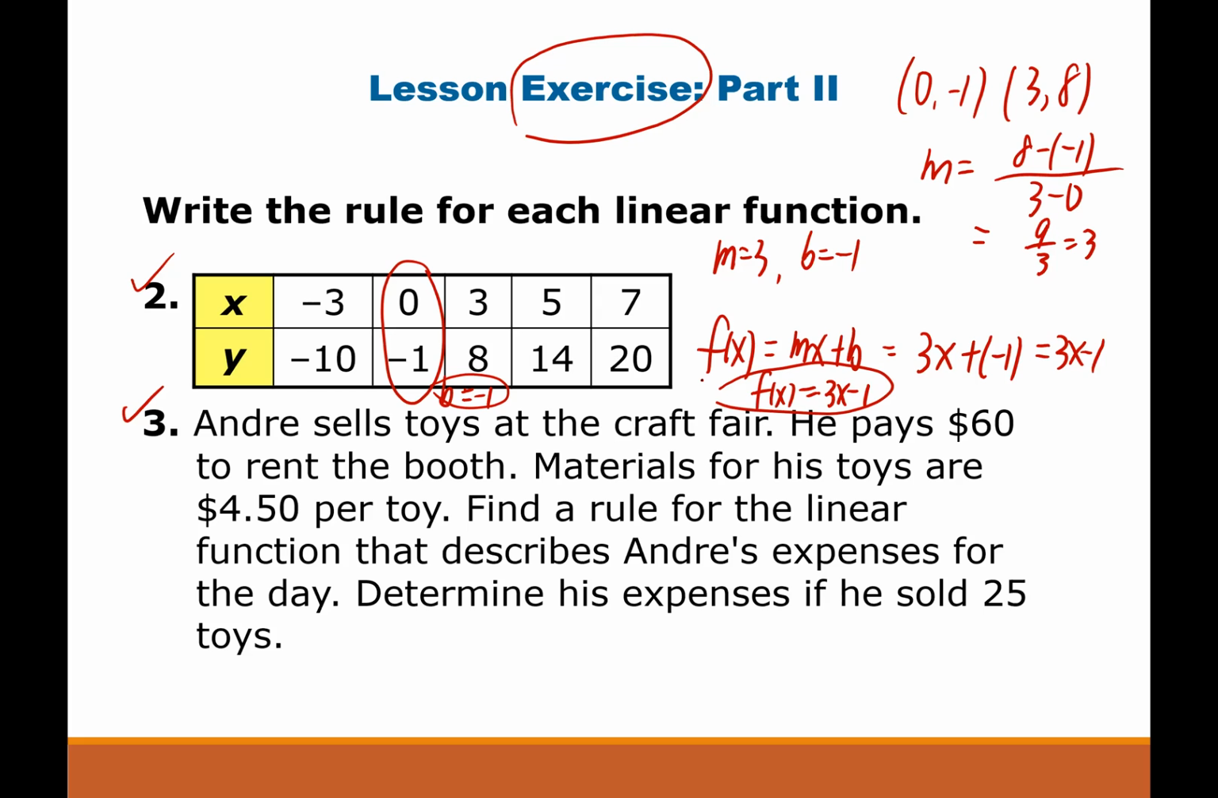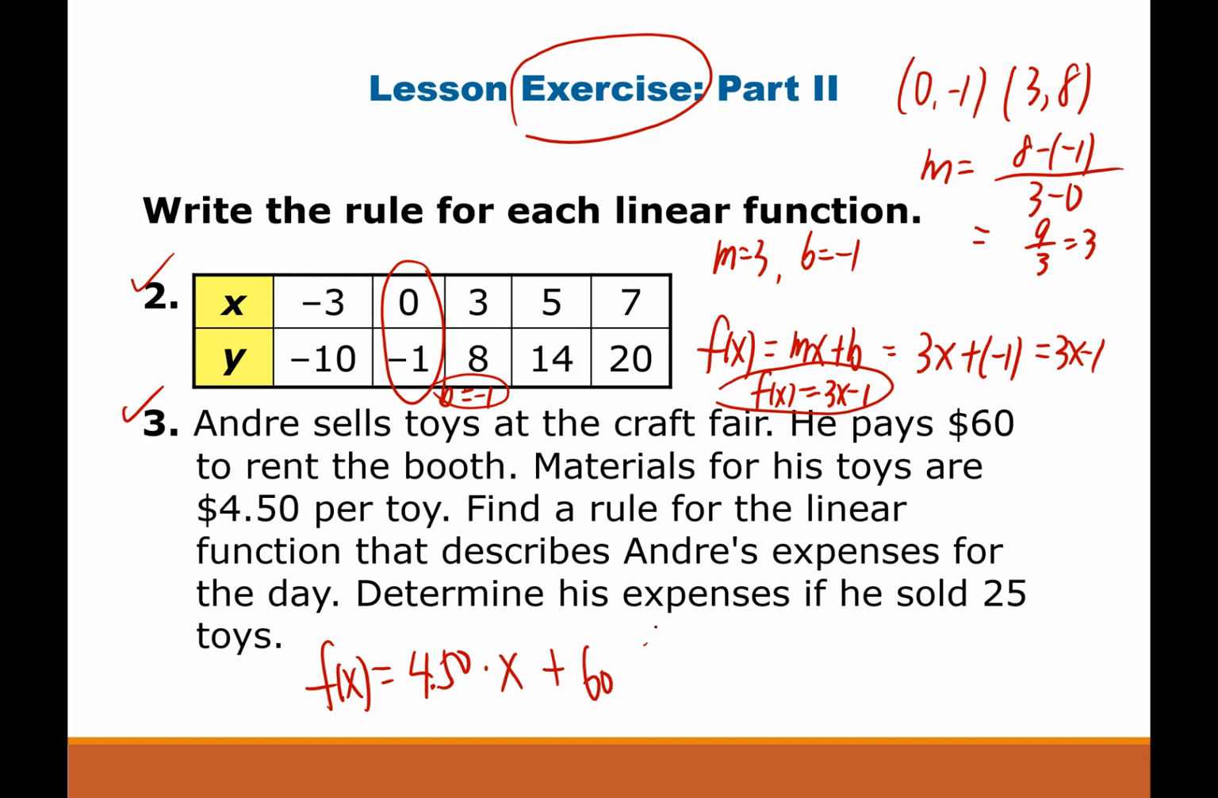And then question 3, Android sells toys. So they pay $60 to rent the booth. Material for each toy is $4.50 per toy. So the function notation should be 4.50, that's the unit cost, right? Times total toys. Each toy costs $4.50 to make, so $4.50 times X amount of toys, adding the fixed cost of renting the booth, $60. Then we get a function notation of this.